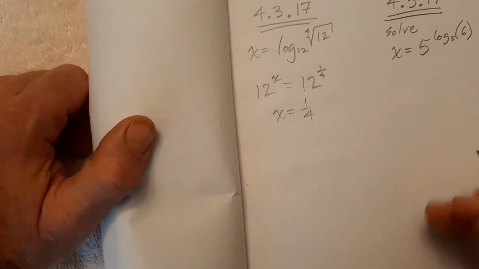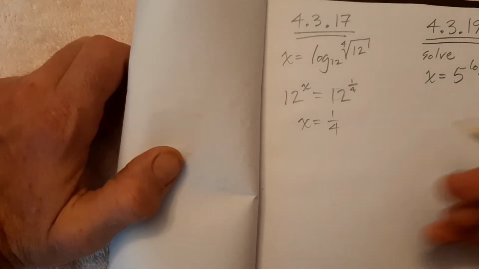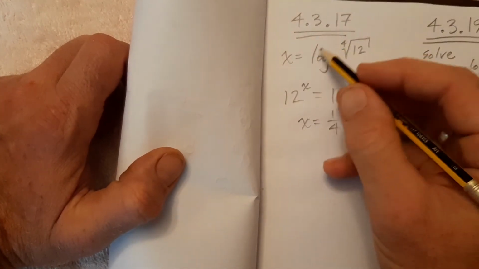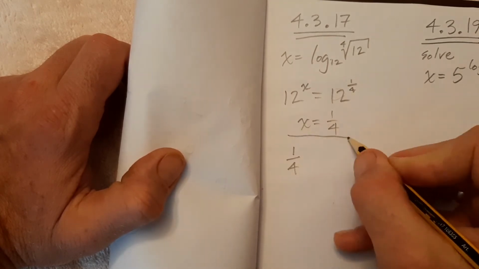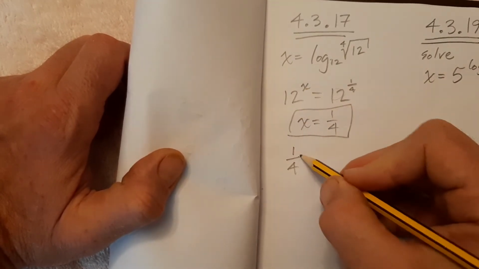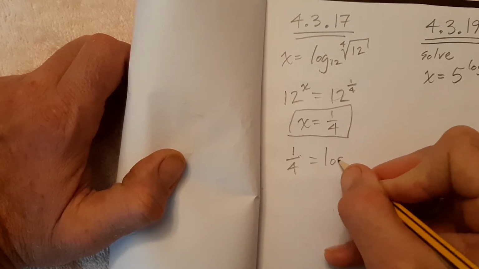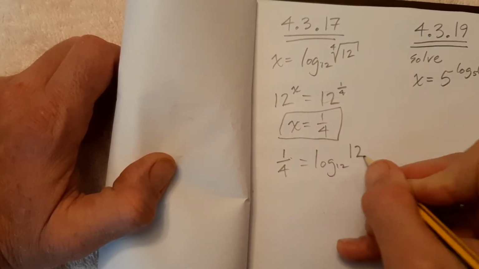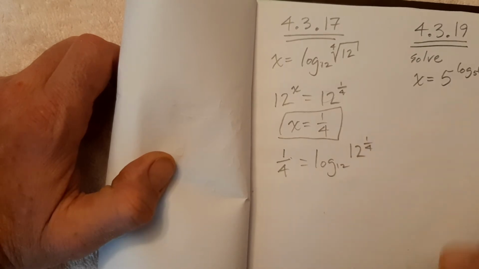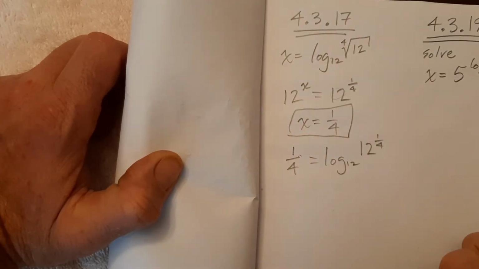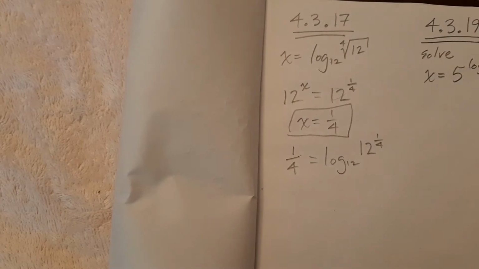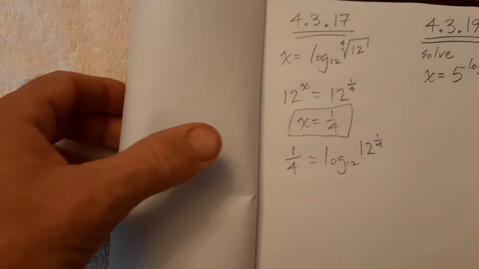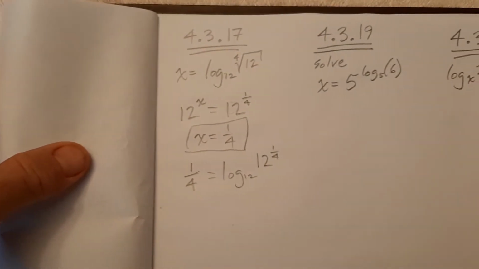So if I rewrite this original one again, 1/4, there's my answer. Just rewrite it now: 1/4 equals log base 12 of 12 to the 1/4. Okay, meditate on that for a little bit. Look at those numbers. It's a whole other language of how to figure out the inverse of an exponent.